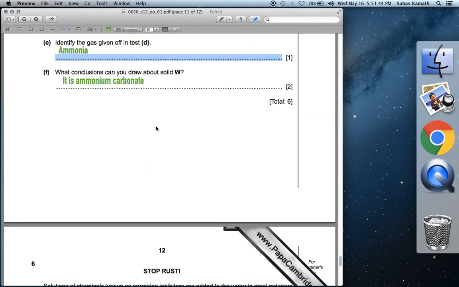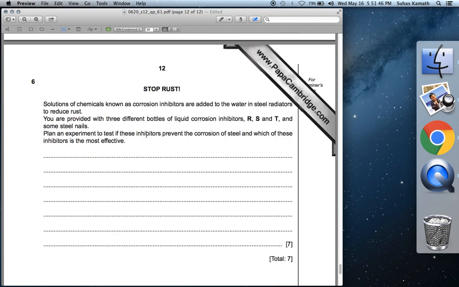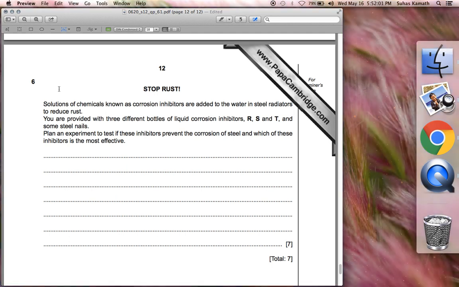So, stop rust. Solutions of chemicals known as corrosion inhibitors are added to water in steel radiators to reduce rust. You are provided with 3 different bottles of liquid corrosion inhibitors, R, S, and T, and some steel nails. Plan an experiment to test if this inhibitor is present in the corrosion of steel and which of these inhibitors is most corrosive.